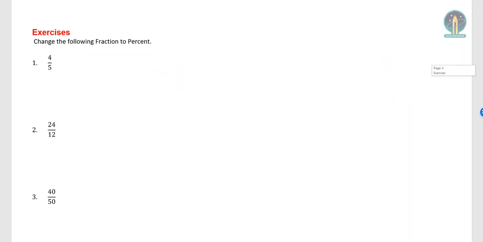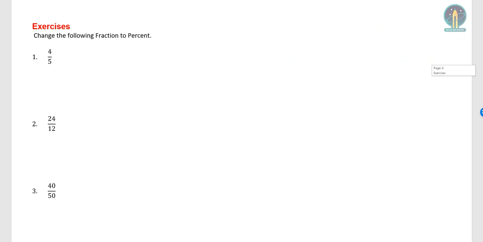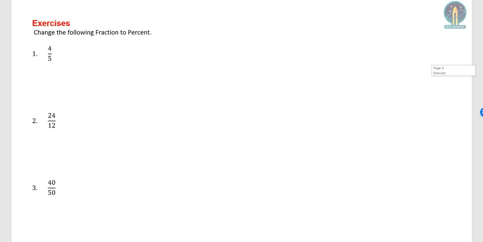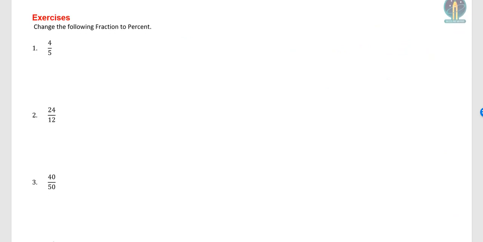Now we have some exercises for converting fractions to percent. Please pause the video, work on these, and come back for the solutions. Okay, so we have 4/5.